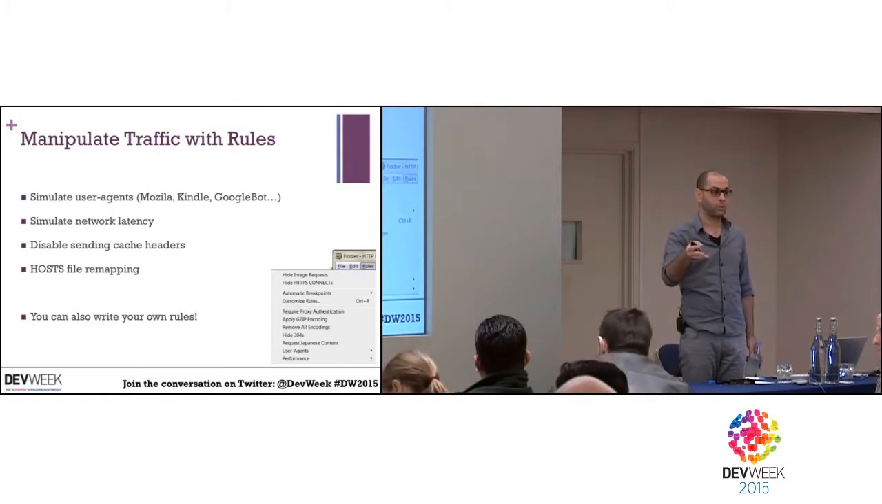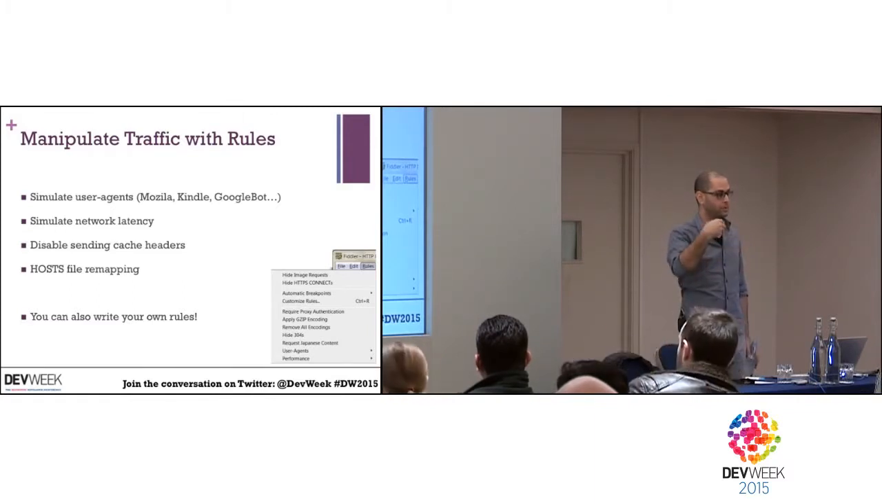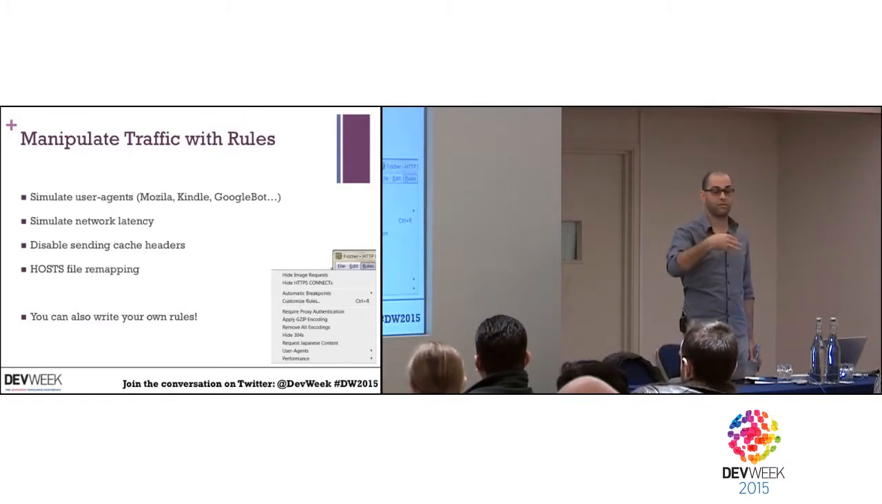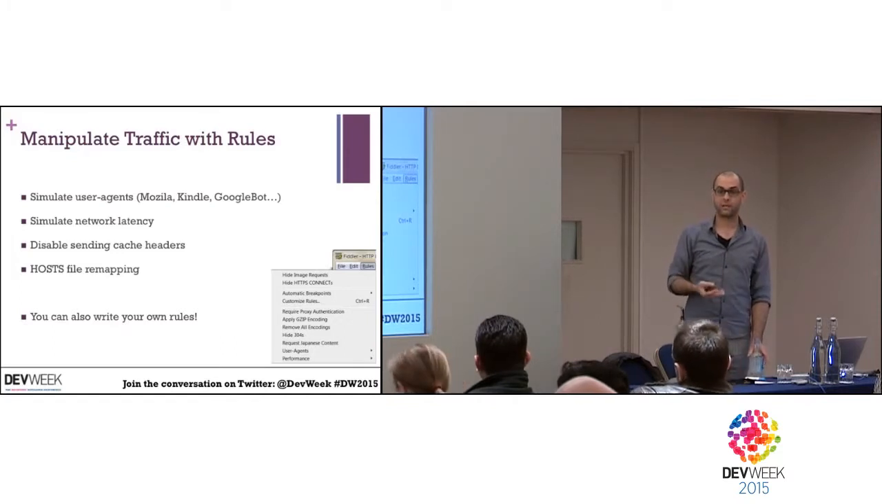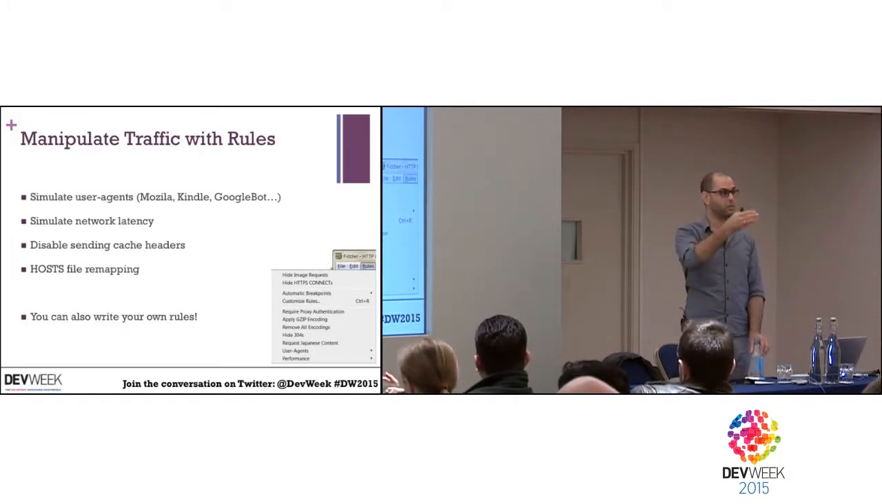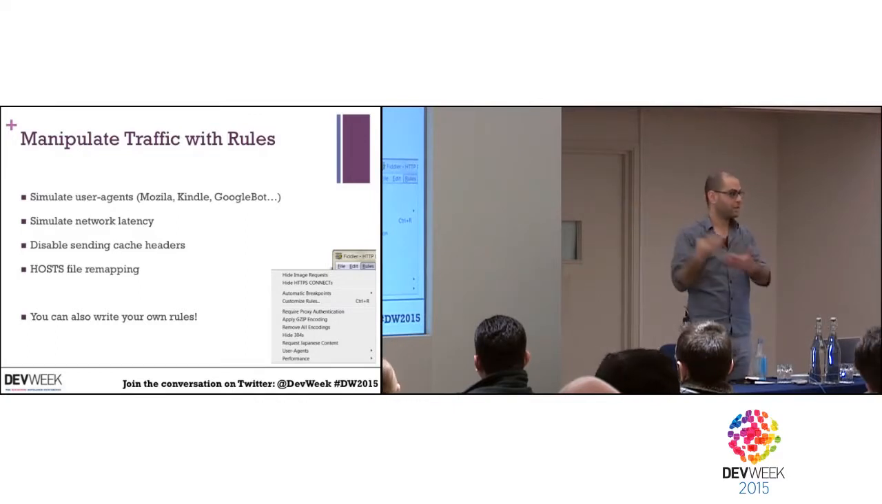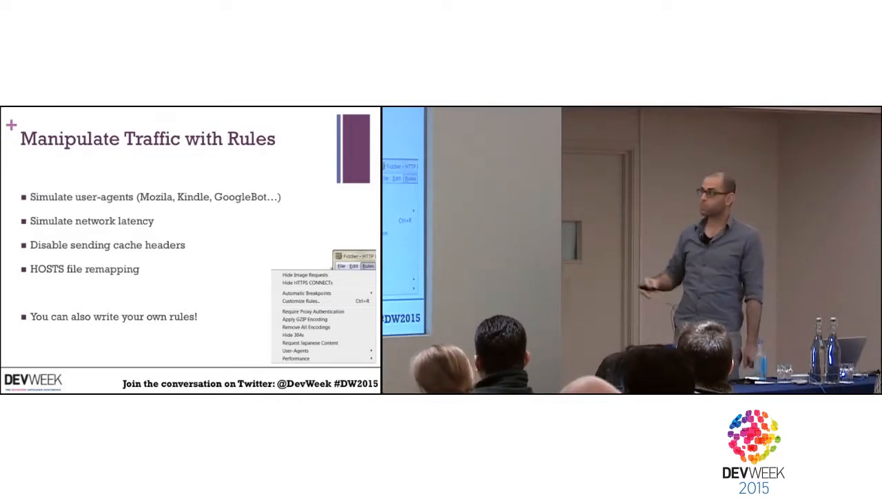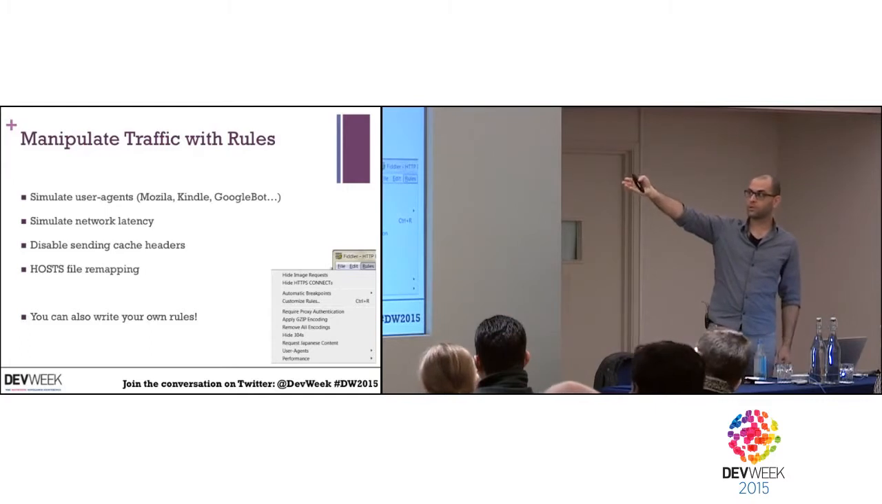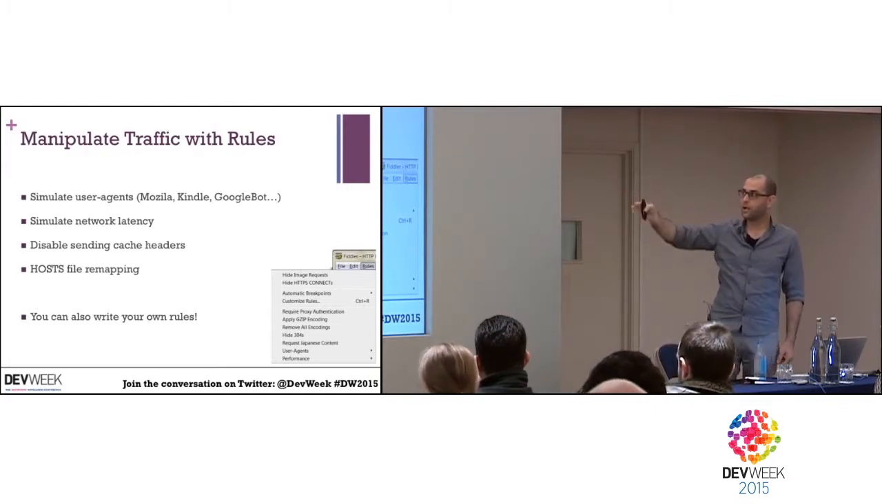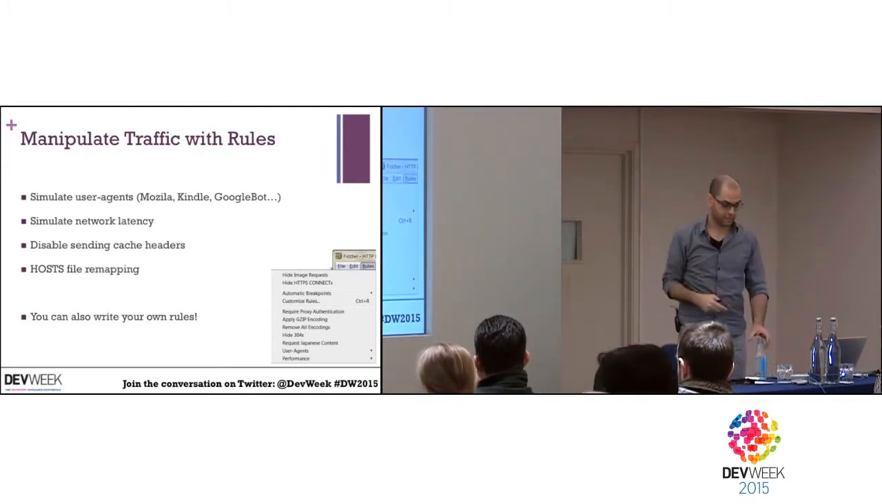A lot of companies are doing that because bots make a lot of load on a system when they scan it. So you can detect in a load balancer if it's from a bot according to the user agent and direct it to a certain machine that will only serve bots. So you can actually check that using Fiddler and mimic a bot. You can also do stuff like disable caching headers. You can also remap hosts files.